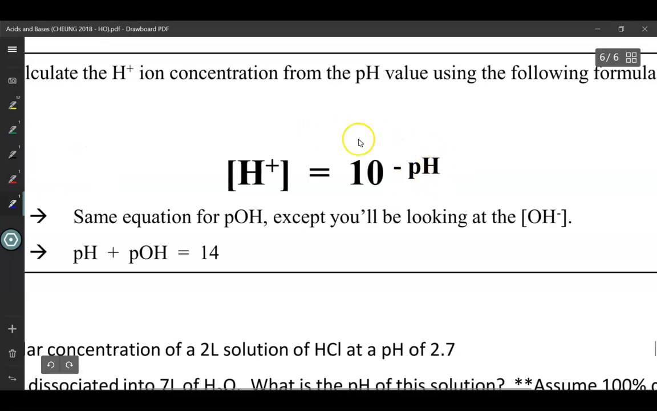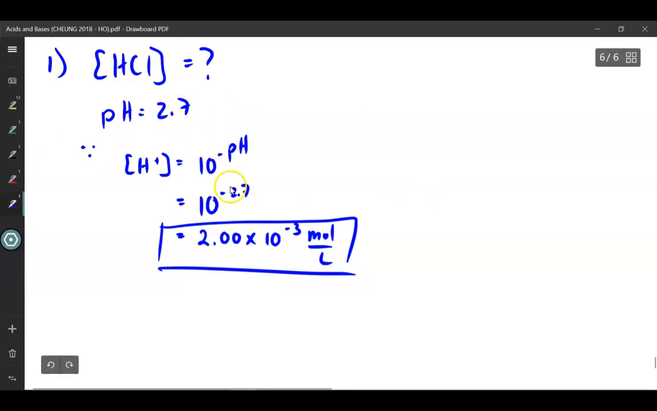Since they give me pH, I'm probably going to use this equation to find the H plus concentration. So plugging in the pH of 2.7, I get 2.00 times 10 to the power negative 3 moles per liter, which is the concentration of my H plus. So here they're giving me one species, H plus ions, but they're asking me for HCl. So that shows me I need to set up a ratio.